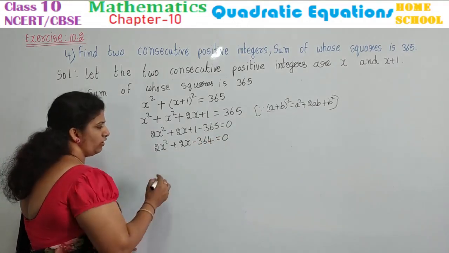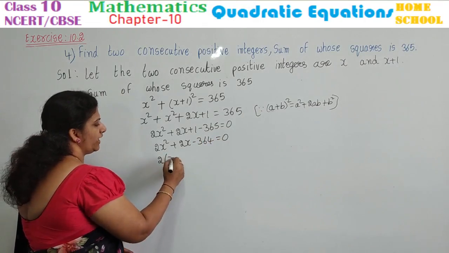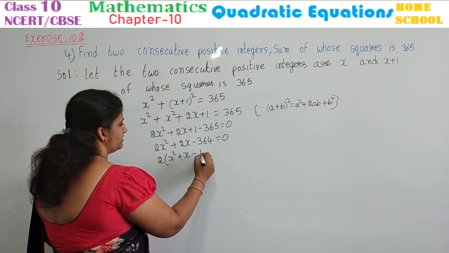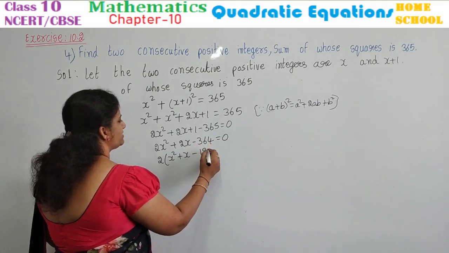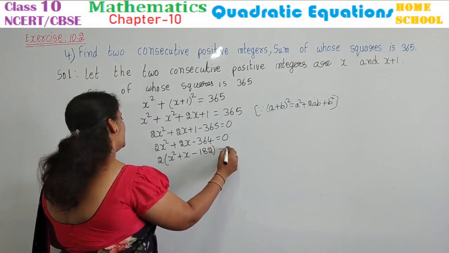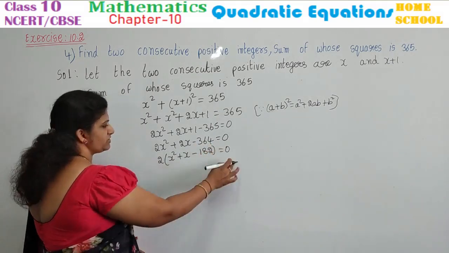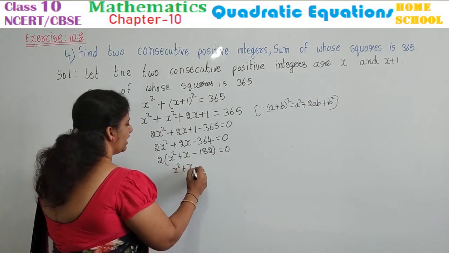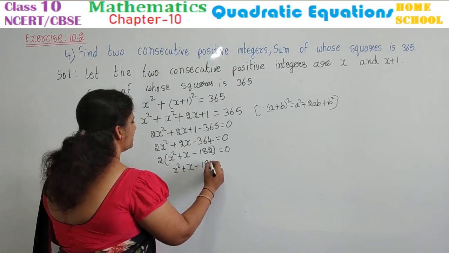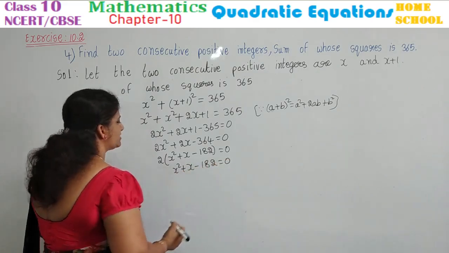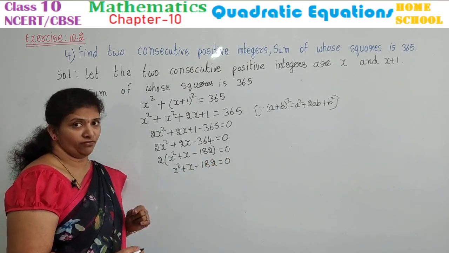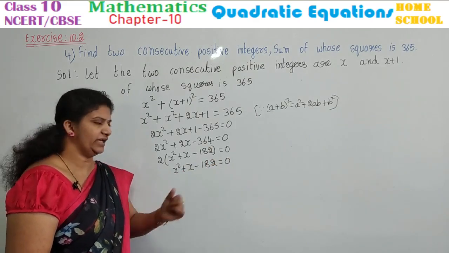Can you take anything common? Yes, 2 take out common. x square plus x minus 182, since 2 ones are 2, 2 eights are 182. Send this to the other side. 0 divided by anything will be 0. You are left with x square plus x minus 182 equal to 0. This is the same quadratic equation as what we have done before. A similar pattern was there, 182.